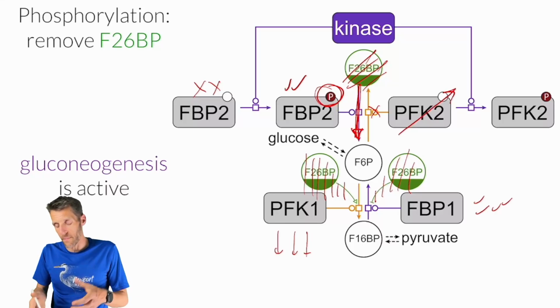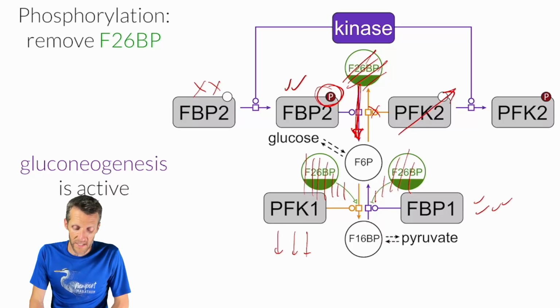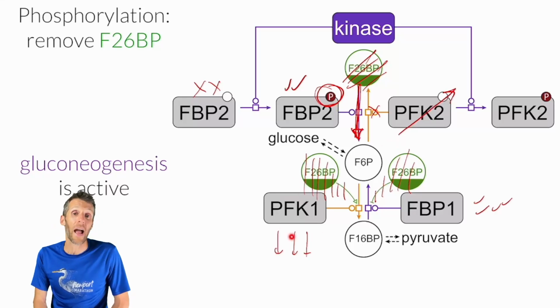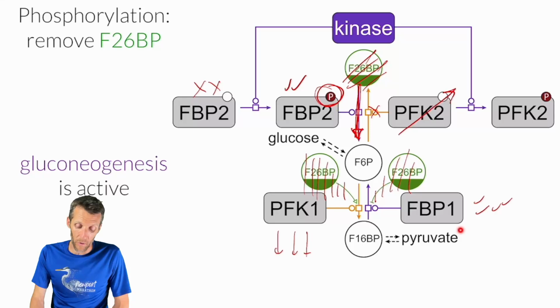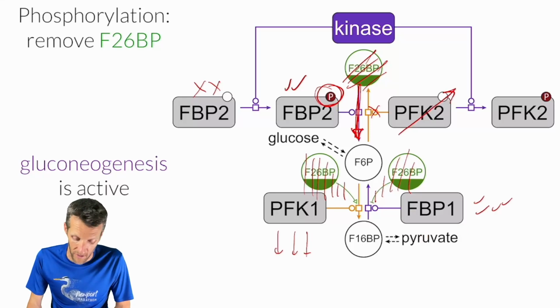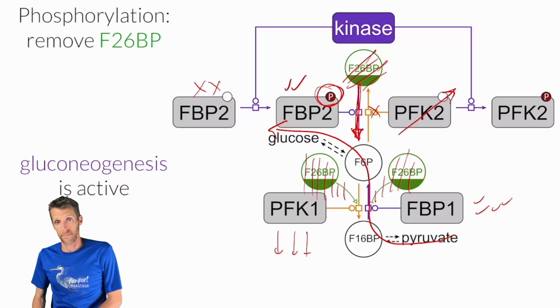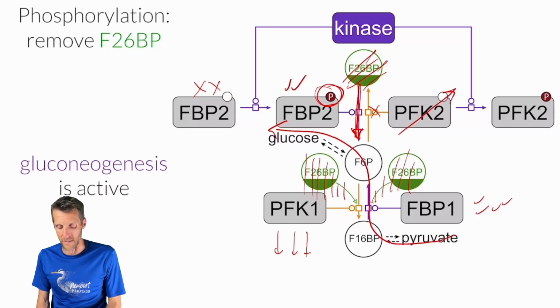So the kinase comes in, it phosphorylates FBP2. That will break down any F26-bisphosphate that's around. It will inhibit the formation of new F26-bisphosphate. That will no longer activate PFK1, and that will no longer inhibit FBP1. So the net flow of this system is this direction. So many moving parts. But the opposite is also true.